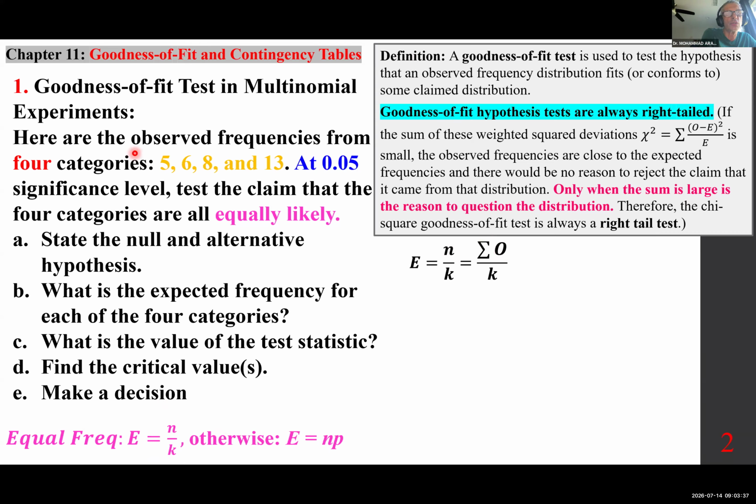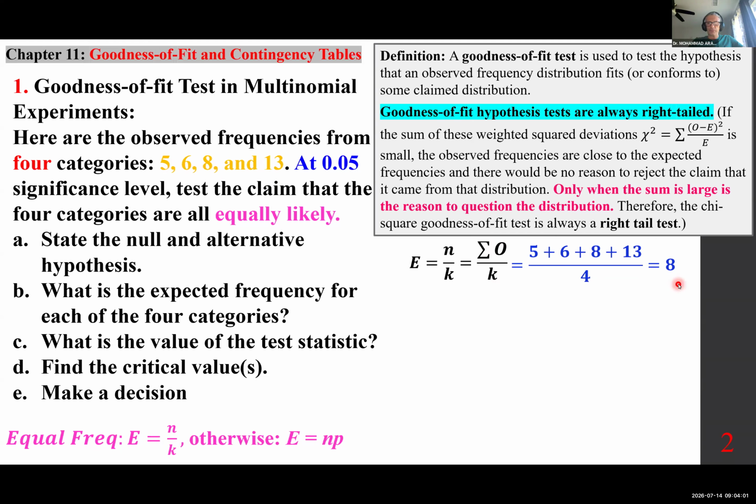So as we look at this question, here are the observed frequencies, 5. So summation of those, 5 plus 6 plus 8 plus 13, would be summation of O, or the observed values. And you're going to divide by how many? 4. And it becomes 8.